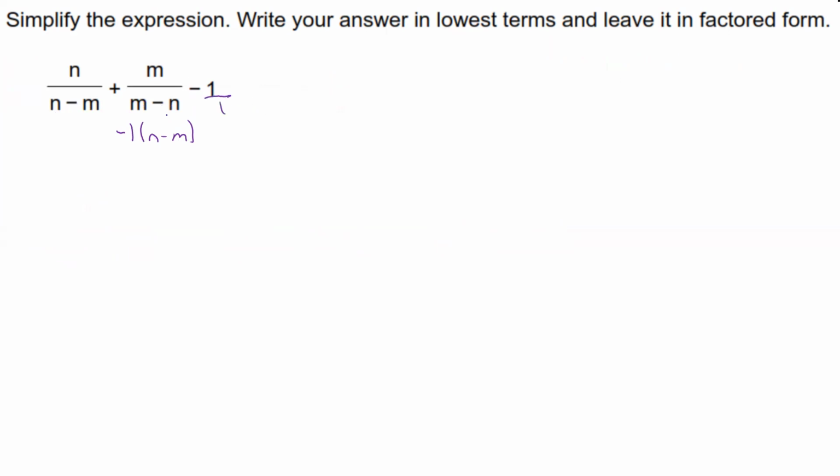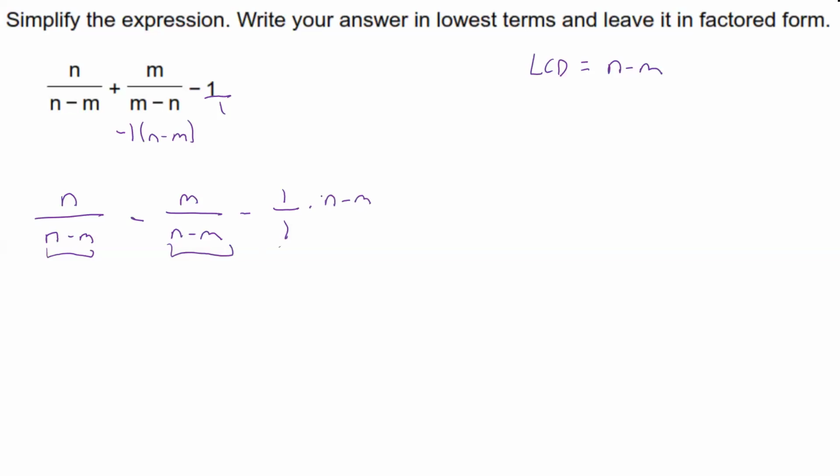Okay, so what we have now, if we just do it as we've been doing, that's n over n minus m. Then that minus m over n minus m. And then it's a minus 1 over 1. Okay, so that's kind of what we have now. So now what we need to do is, well, our LCD is just going to be n minus m, n minus m, and 1. So it's just n minus m. So that means we have to multiply this by n minus m over n minus m.